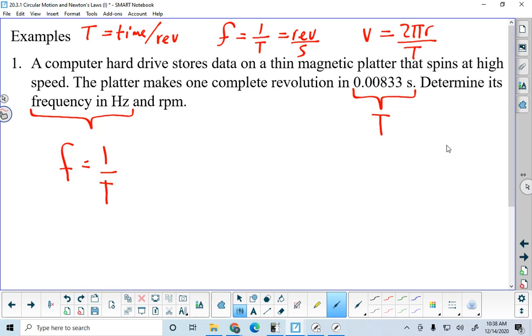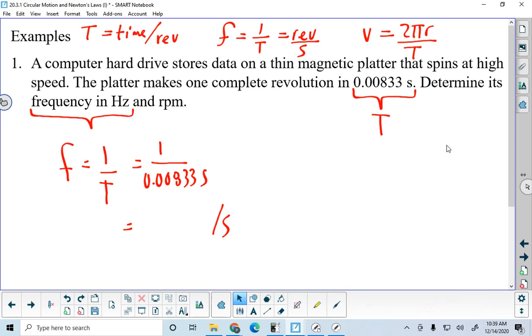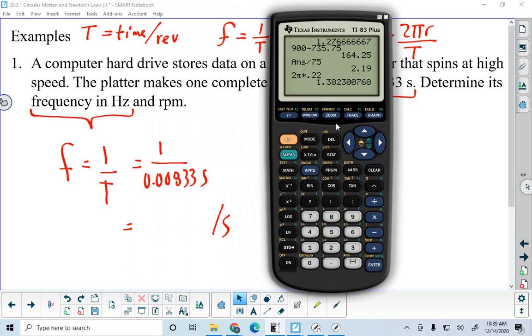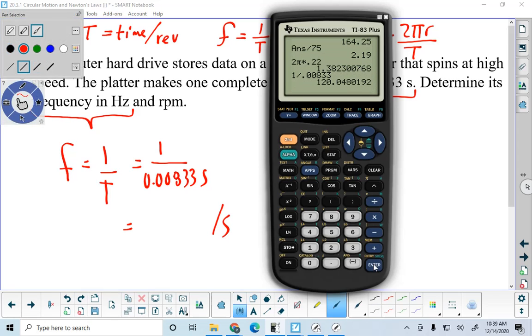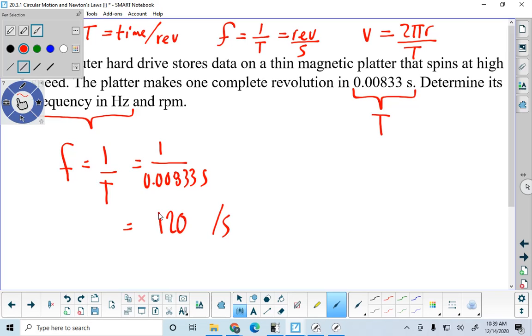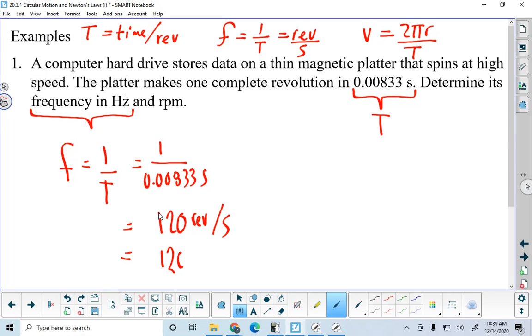So all we have to do is take 1 divided by 0.00833 seconds. And we're going to have units of per second. I'll explain what that means in a second. No pun intended. So we're going to take 1 divided by 0.00833, and you get 120. So the answer is 120 per second. 120 what? 120 revs per second, but we write 120 hertz.